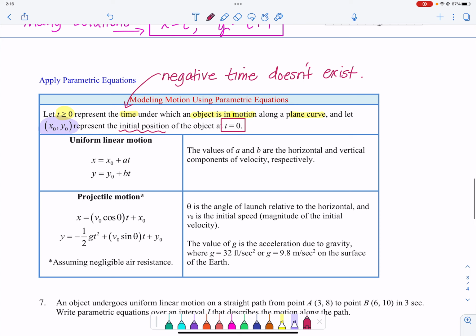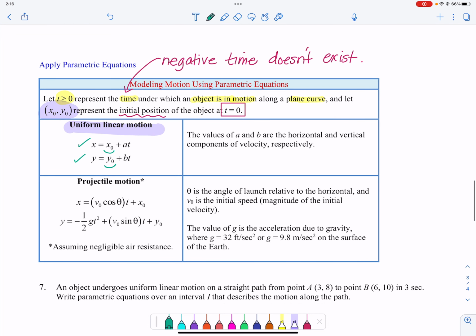So uniform linear motion, we have these two parametric equations. x equals the initial x coordinate plus a times t, y equals that initial position in terms of y, plus b times t. The values of a and b are the horizontal and vertical components of velocity.